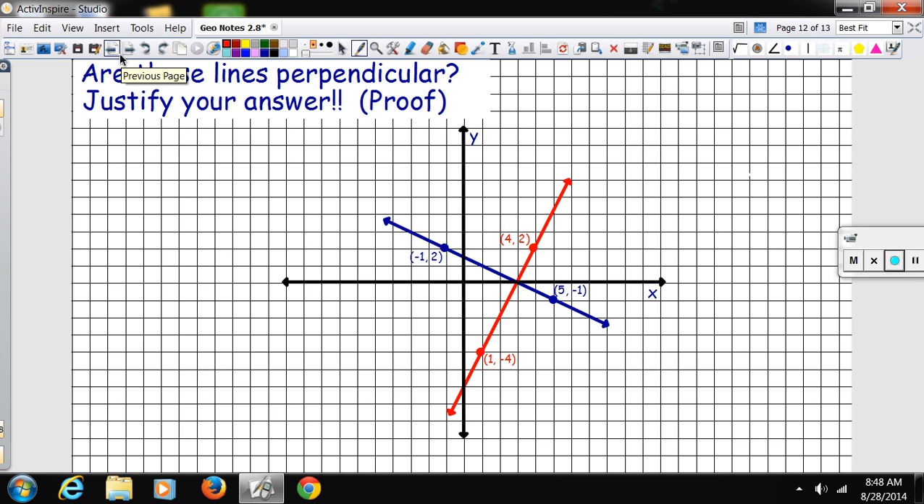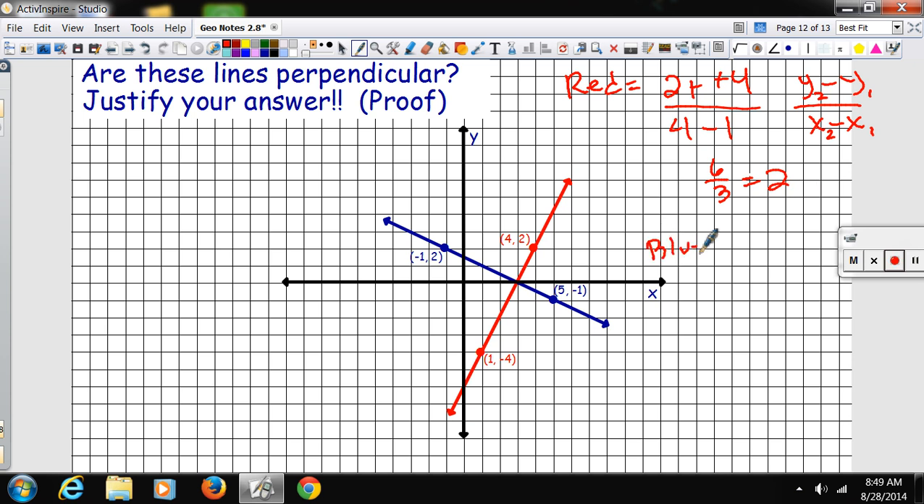Which lines are perpendicular, or are they perpendicular? Let's just do a quick slope and see if they're opposite reciprocals or not. So we're going to take the red line, 2 minus negative 4 on top. That would be my y minus my y. And then on the bottom, it's going to be 4 minus 1. That would be my x minus x. They usually say y2 minus y1, x2 minus x1. You just have to stay consistent. So here you're going to add, you get a 6 over 3, which is a slope of 2.